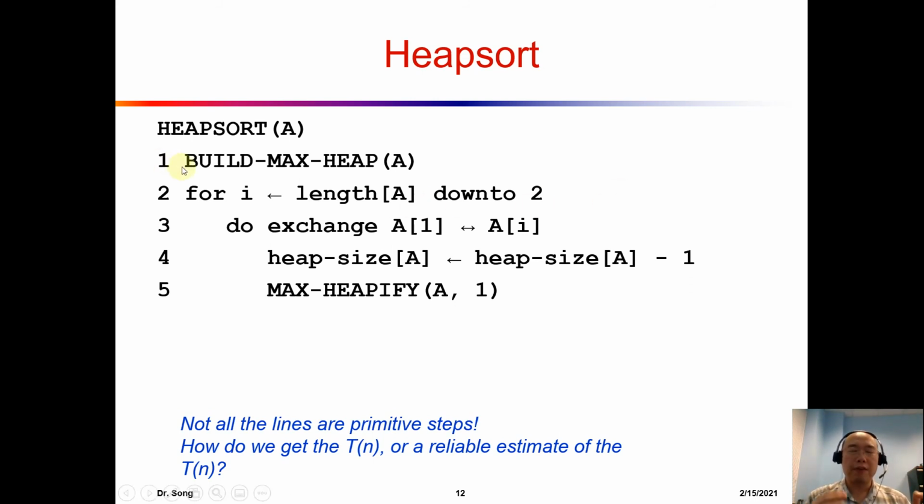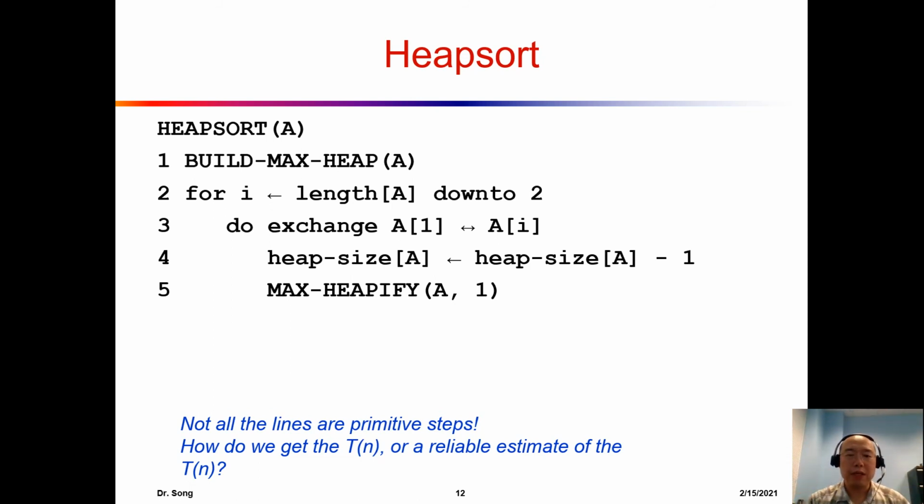After we have the build heap, we know there is a heap built up, and the largest value is already at the very top. And then what do we do? We are going to iterate from the length down to 2. And every time we are swapping the root with what? With the last leaf, right? We are swapping the root with the last leaf.